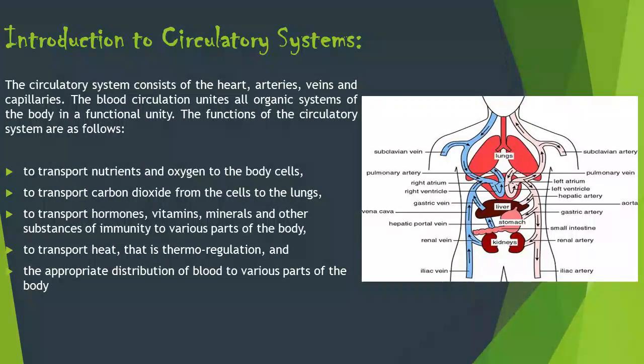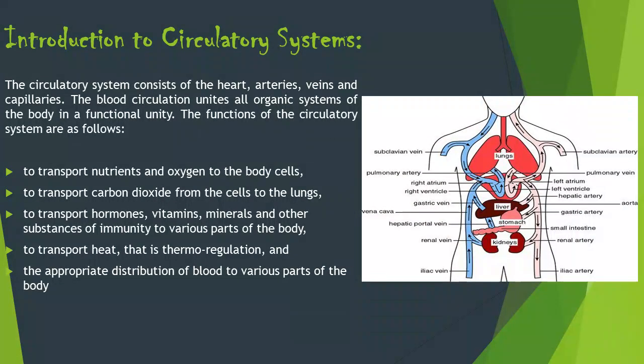The circulatory system consists of the heart, arteries, veins and capillaries. The blood circulation unites all organic systems of the body in a functional unity. The functions of the circulatory system are as follows. To transport nutrients and oxygen to the body cells. To transport carbon dioxide from the cells to the lungs.